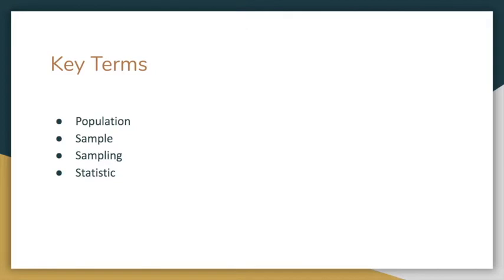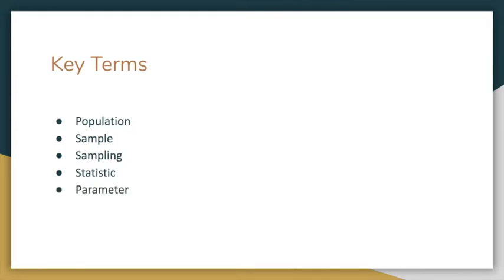A statistic, and this is a little different from statistics with an S on the end. A statistic is a numerical characteristic of a sample. Okay, so if I take a sample of 10 items and I come up with an average of their, let's say, weights, okay, that average weight is a statistic because it's talking about a sample.